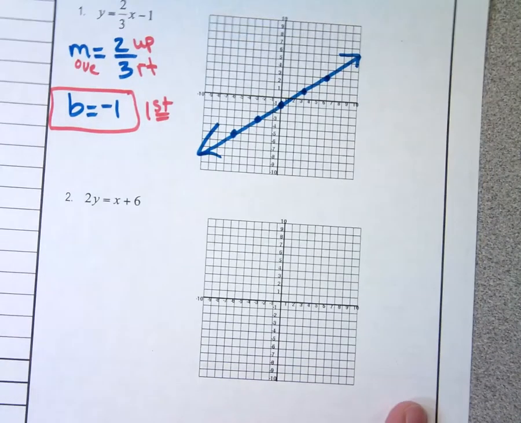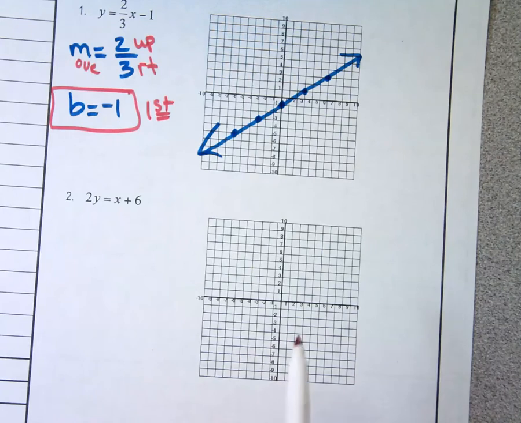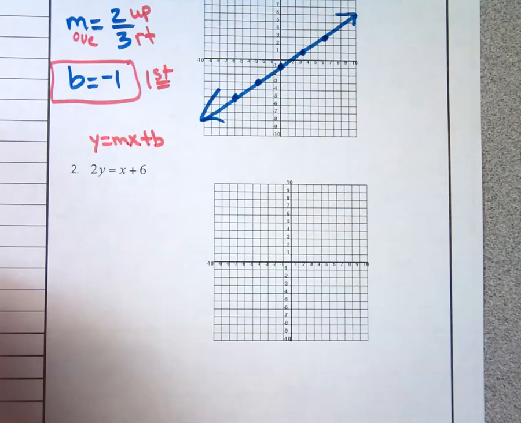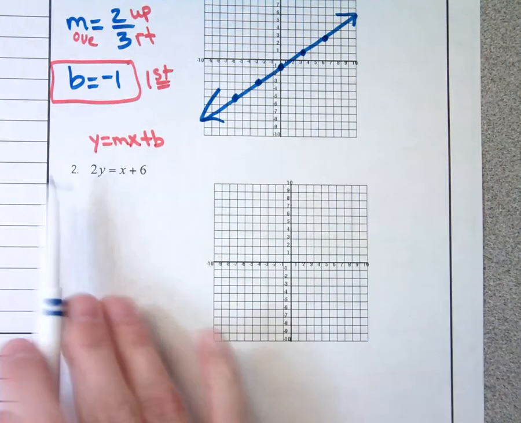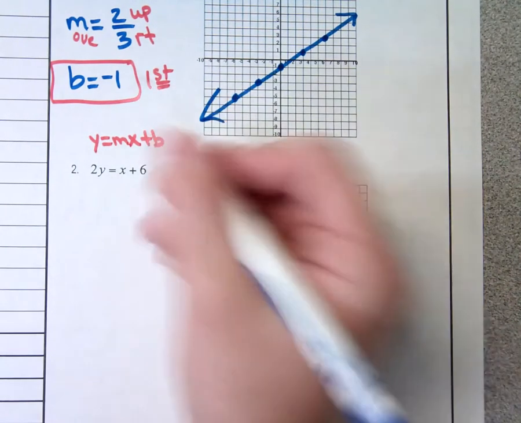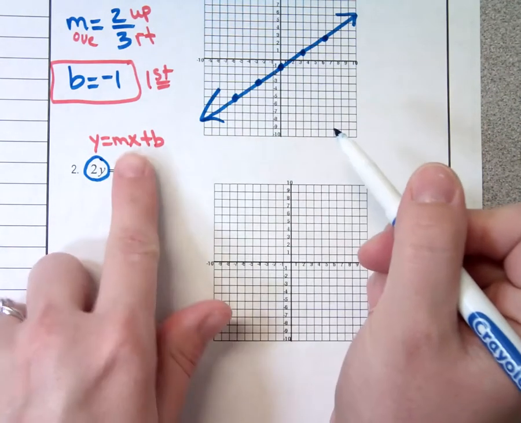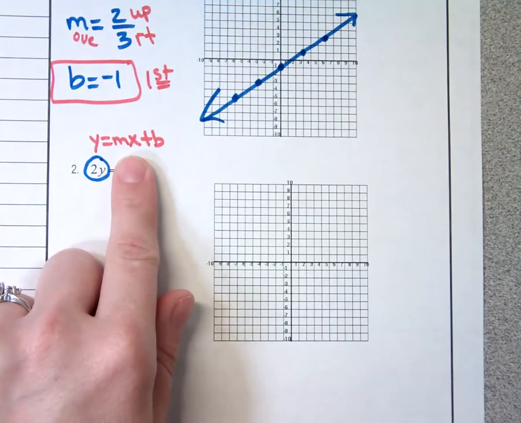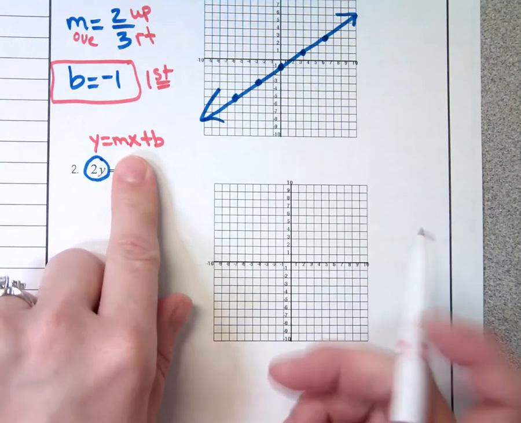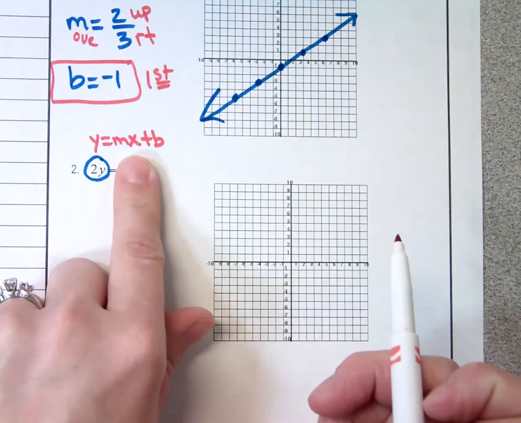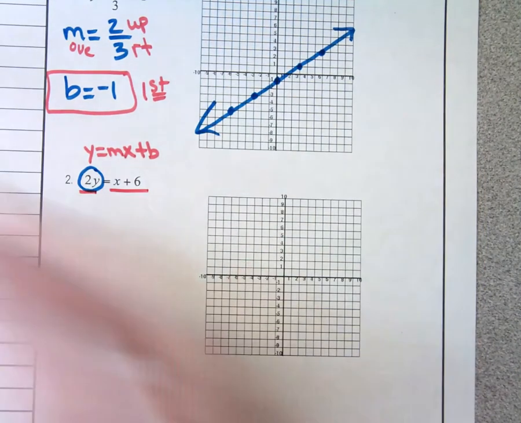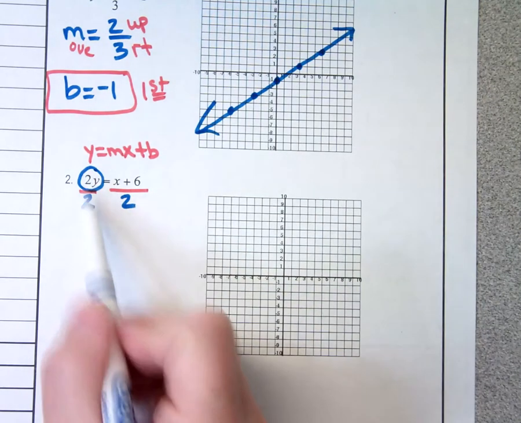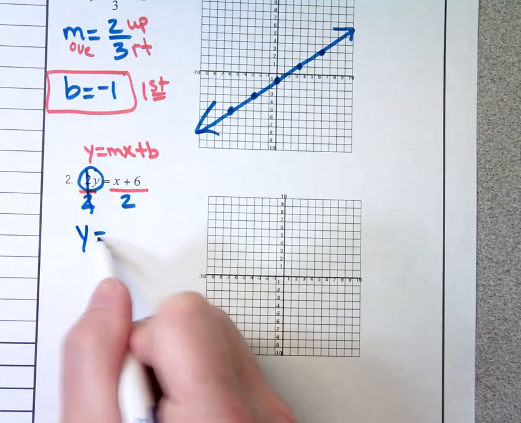Okay, number 2. Is number 2 in slope-intercept form? Does number 2 look like y equals mx plus b? No, because y is not by itself. It's got a 2 attached to it. So I'm going to circle everything smushed with my y. If anything is outside my circle, I would add or subtract it, but nothing is. So I need to remove my 2, and how do I remove it? I divide. I undo multiplication with division, so I divide both sides by 2. 2 divided by 2 is 1, so you're left with 1y.